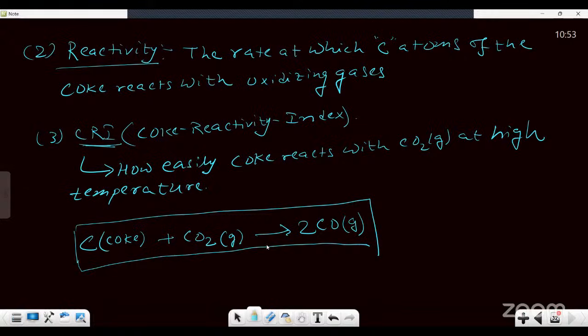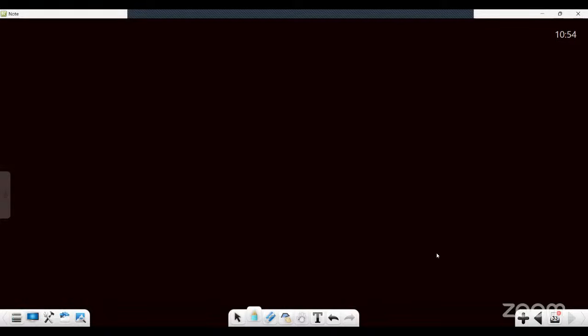Right? Now, if the CRI is too high, that is, if the coke reacts too fast, then it is not good. And if the CRI is too low, then also it is not good. First and foremost, let us see what will happen if the CRI, the coke reactivity index, is too low. If it is too low, then what is going to happen?